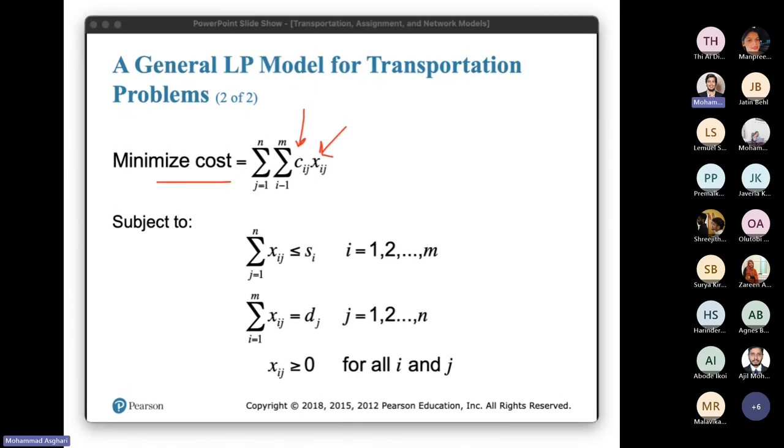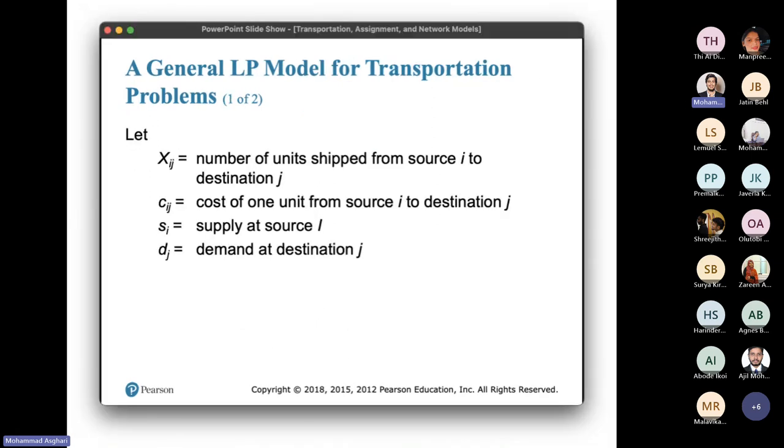So what do we call cij? You can see here, the cost of sending one unit from source i to destination j. You can see the definition of this parameter. These three are our parameters. We know the values of these three, but this is the decision variable, and we have no idea about its value before solving the model. So Si shows the supply or the capacity of each source, and Dj indicates the demand of each destination.